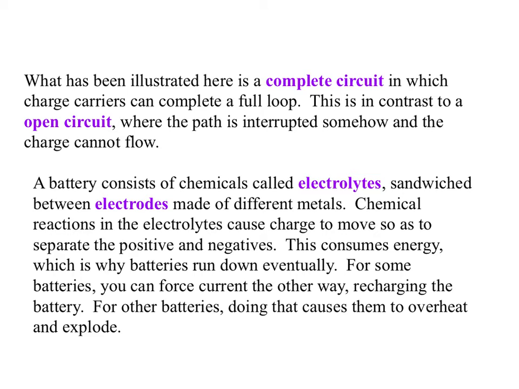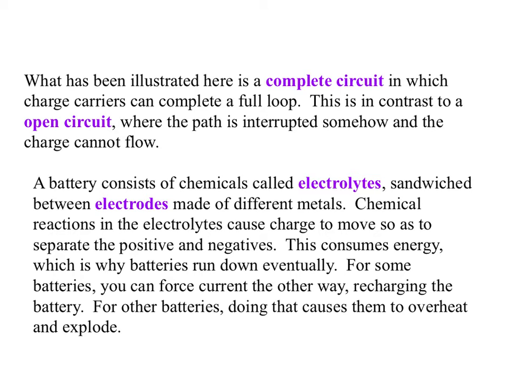A battery consists of chemicals called electrolytes, and they're sandwiched between things called electrodes, which are things that we call terminals there. Right? The electrodes are made of different metals. Some chemistry goes on in the electrolytes that causes charge to move so as to separate the positive and negative charges, but this consumes energy, which is why batteries will run down eventually.